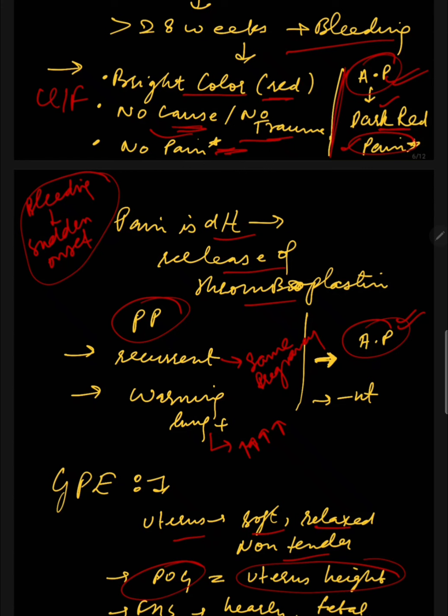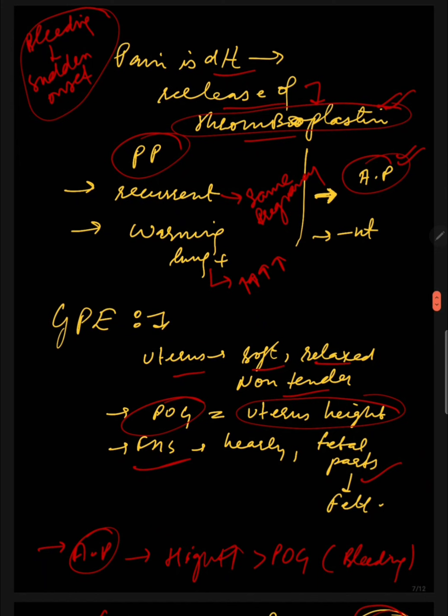Why is there pain present in abruptio placenta? Due to release of thromboplastin. When the placenta gets separated from the wall, from the endometrium, the decidua basalis, it releases thromboplastin, and thromboplastin is uterotonic, so it causes contractions and leads to pain. All right, so what happens in placenta previa?